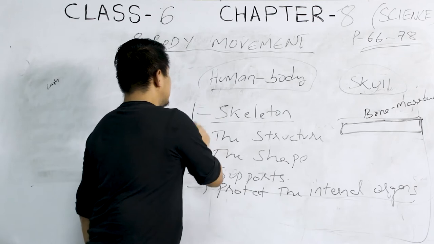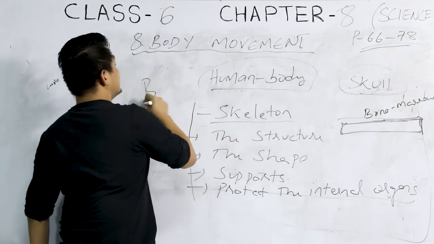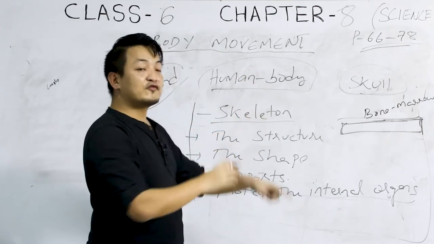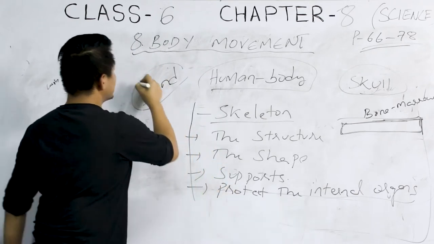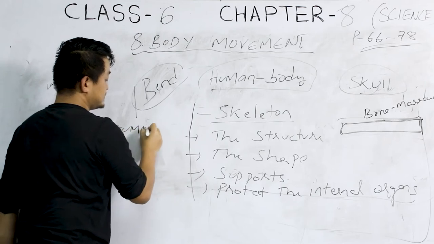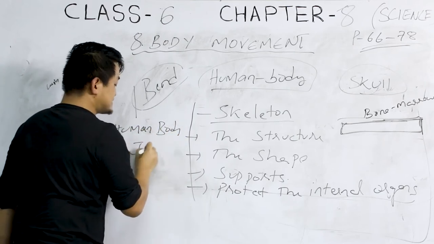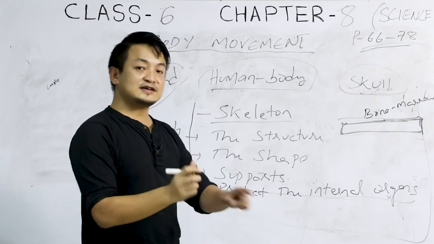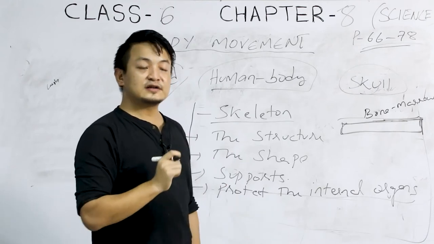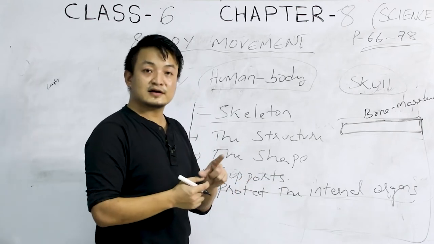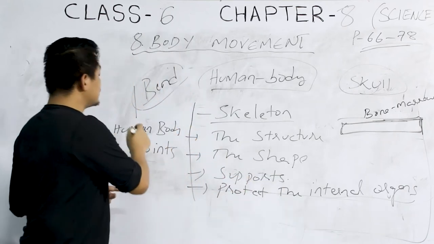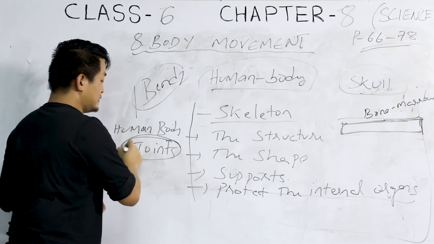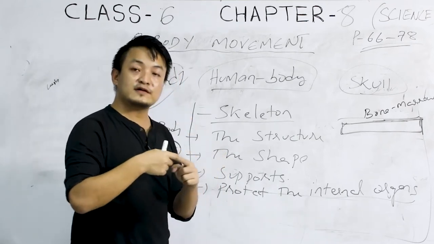Now, see, our bones cannot be bent, right? You cannot bend any of your bones. So our human body has joints on certain parts, and all the joints are not similar. Clear? Some are flexible, some move in just one direction, and some can be twisted. Some we can just turn. So all the human bones are not bendable, but we have certain joints where these bones are joined together.